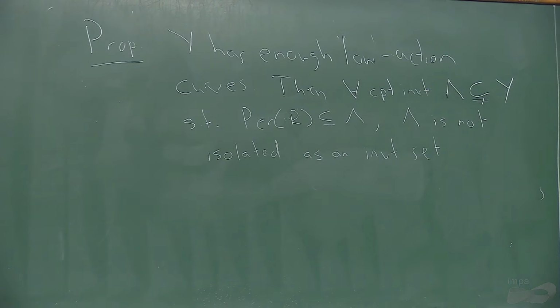Okay. So any compact invariant set containing all the periodic points, one example would be the closure of the union of periodic orbits, is not isolated as an invariant set. And the proof I am just going to draw.